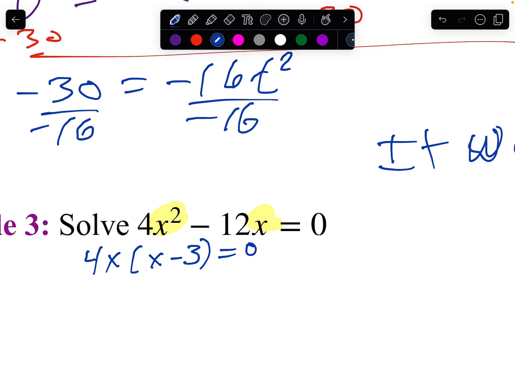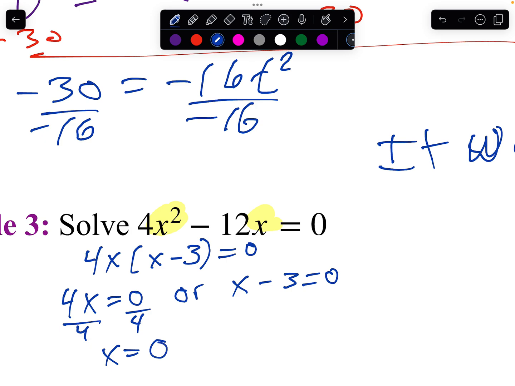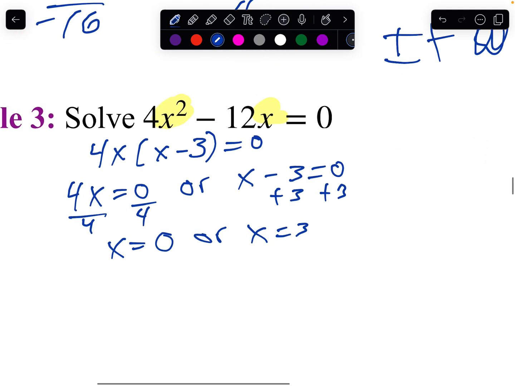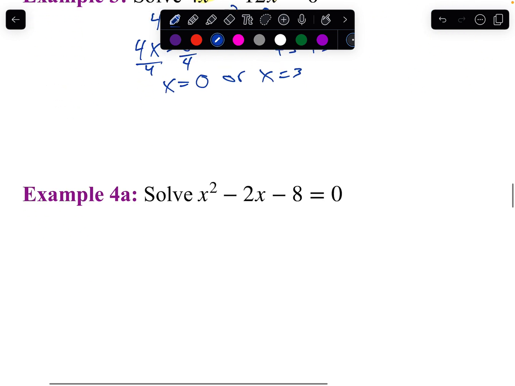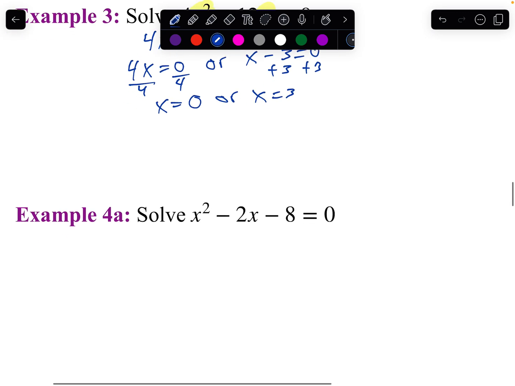In other words, since I'm multiplying to 0, I know 4x equals 0 or x minus 3 equals 0. In the first case, if we divide by 4, probably could do that mentally, you get 0. Here we add 3, we get x equals 3. We have two answers, x equals 0 or x equals 3. That's what we do.